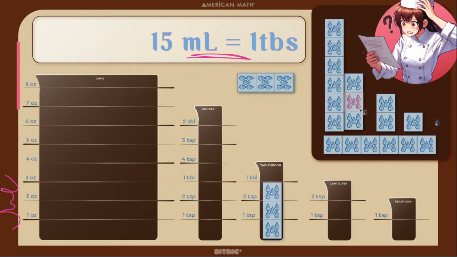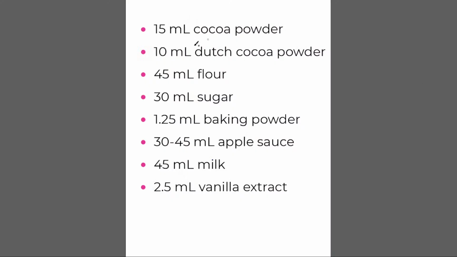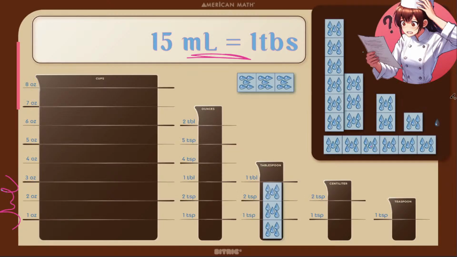Oh, there you go. Go ahead. Perfect. Now we know that first one is going to be 1 tablespoon. So hop back over here and cross that one off. Nice. So that's going to be 1 tablespoon. Next up, we have 10 milliliters of Dutch cocoa powder, which I also never heard before. Let's switch this over here to 10. How many tablespoons would that be?